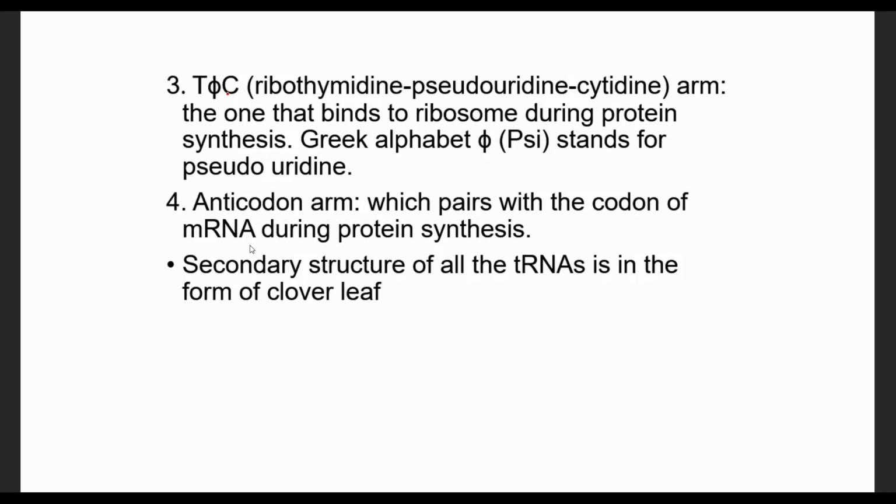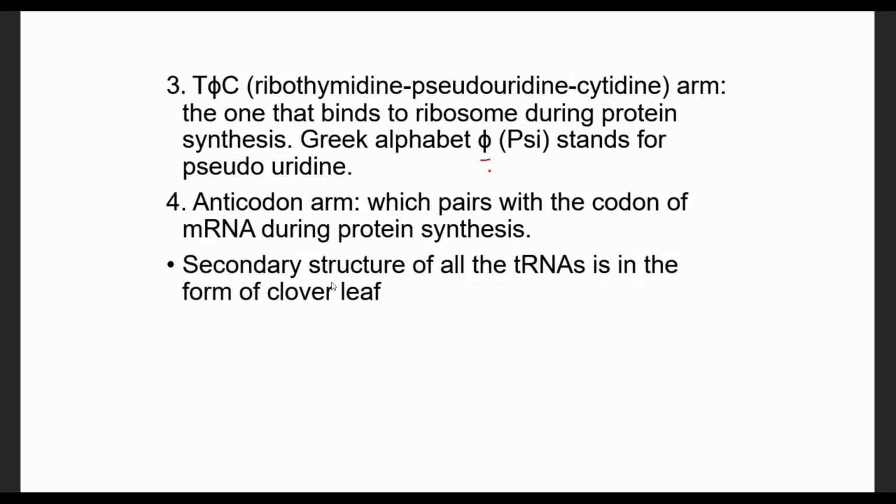This will be used for binding of the ribosome. By binding the ribosome, there is protein synthesis. So this one is psi. We call it psi. It is found in the third arm of transfer RNA.